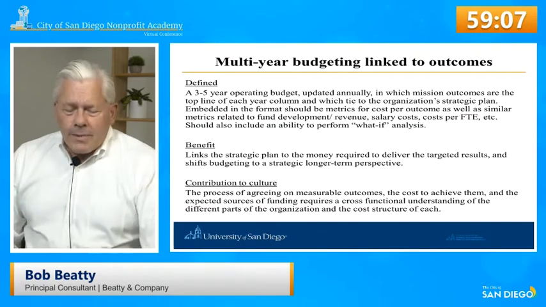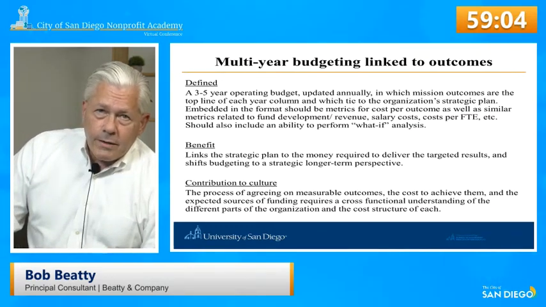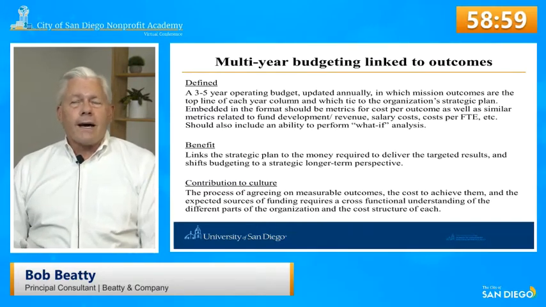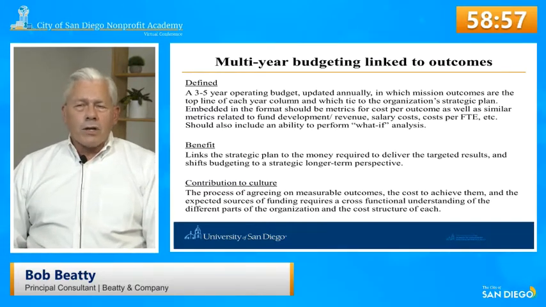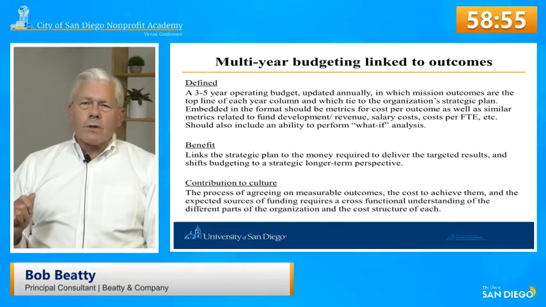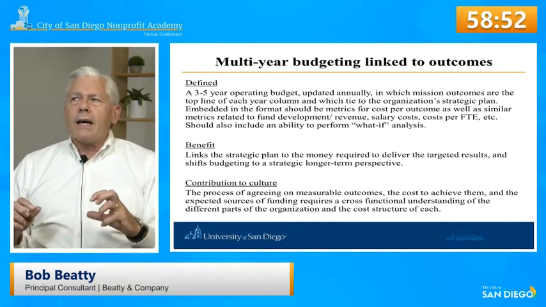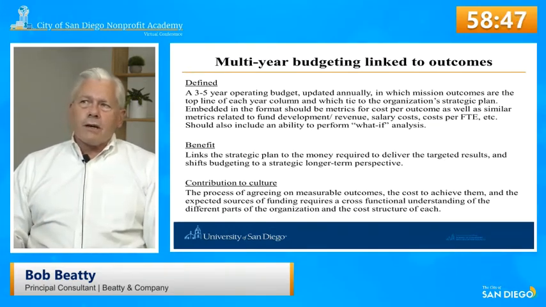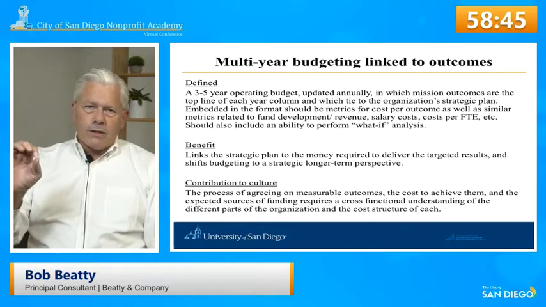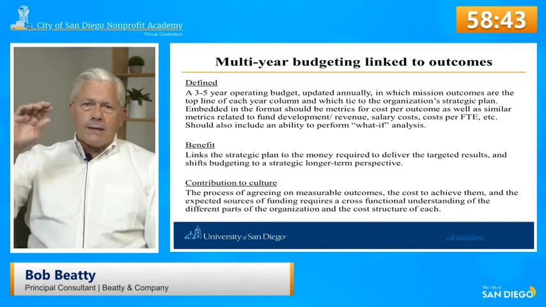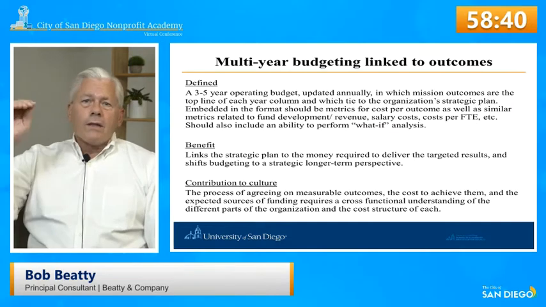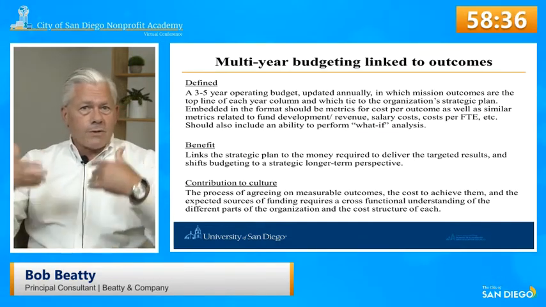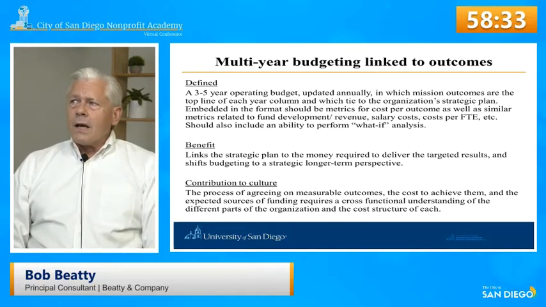The first one, we'll talk about this a lot, and anybody who's participated in any of my presentations in the past, this is one of my hot topics. But really talking about a multi-year budget that's linked to outcomes. I want to define that as a 3 to 5 year operating budget, updated annually, in which mission outcomes are the top line of the budget. Not revenue, not expense. It starts with outcomes, then expenses, and then revenues at the bottom. And then we talk about, is there a funding gap to meet those outcomes at the top?